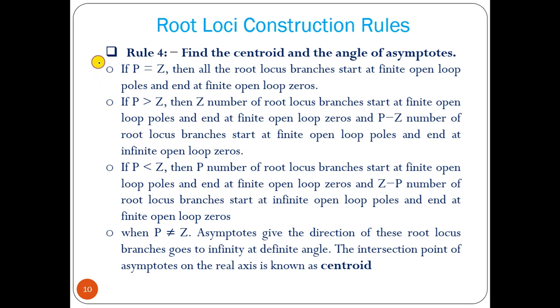Now the rule number 4, that is how we can find out the centroid and the angle of asymptote.